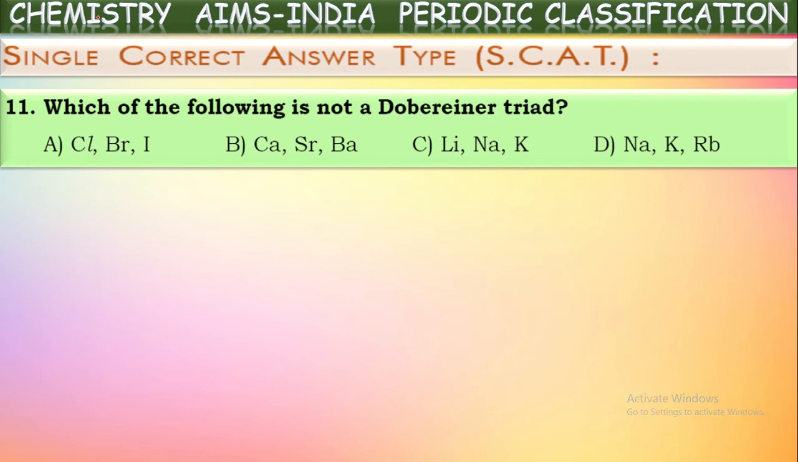They are chlorine, bromine, iodine is one triad, calcium, strontium, barium is one triad, lithium, sodium, potassium is also one of the Dobereiner's triads. But this was not given by him. Sodium, potassium, rubidium was not the Dobereiner's triad. Okay, this is the incorrect triad.